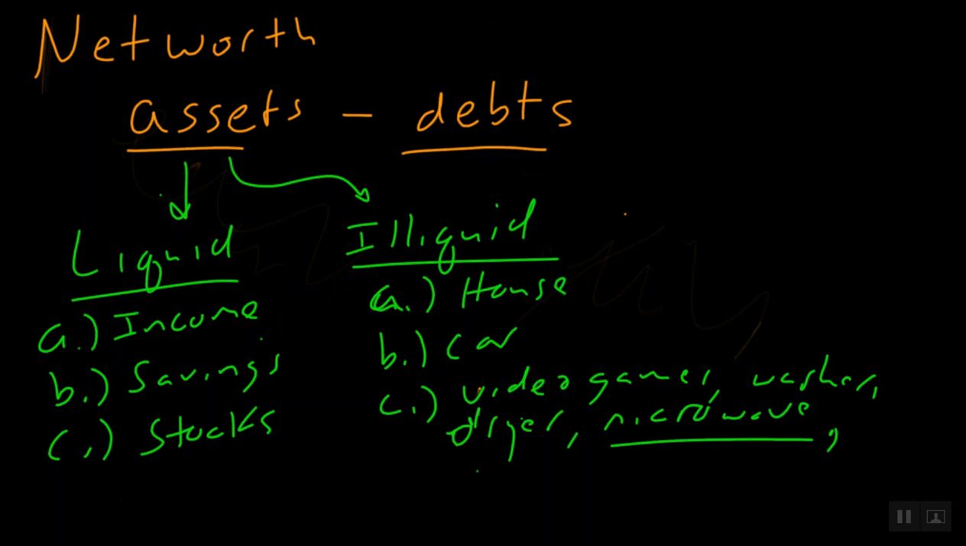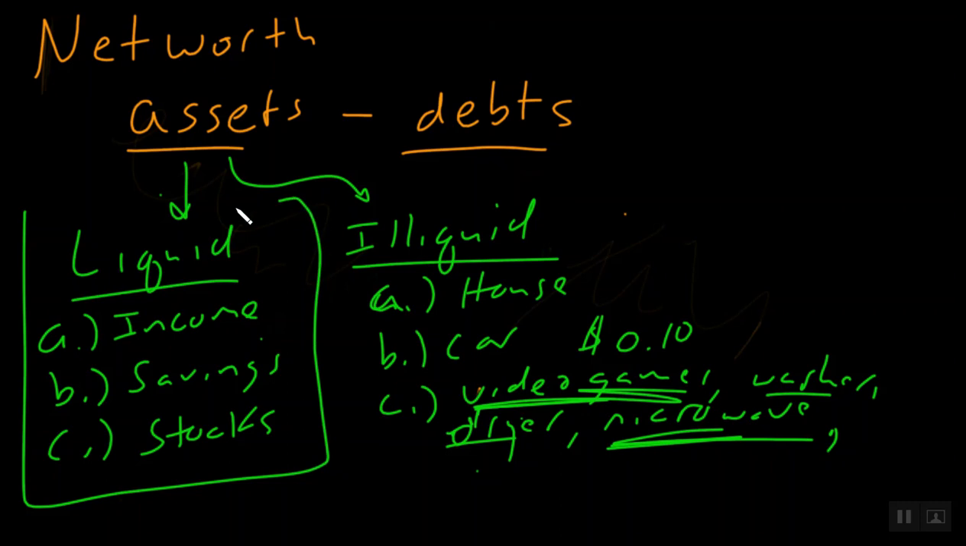They have some sort of value. You know, in the case of like a video game, GameStop might give you 10 cents for a video game because they're incredibly cheap. Maybe your washer or dryer, maybe you could sell those for $100 each if you have a nice pair. Your microwave, maybe you could sell it for $20. But these aren't really things that you would want to sell to get any sort of money from.